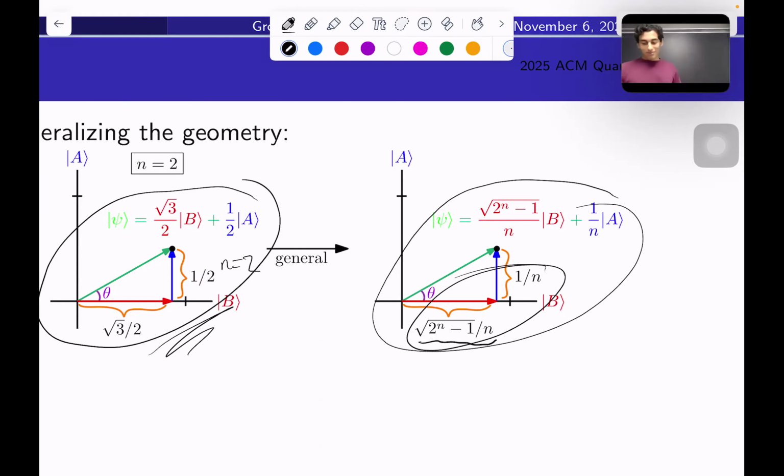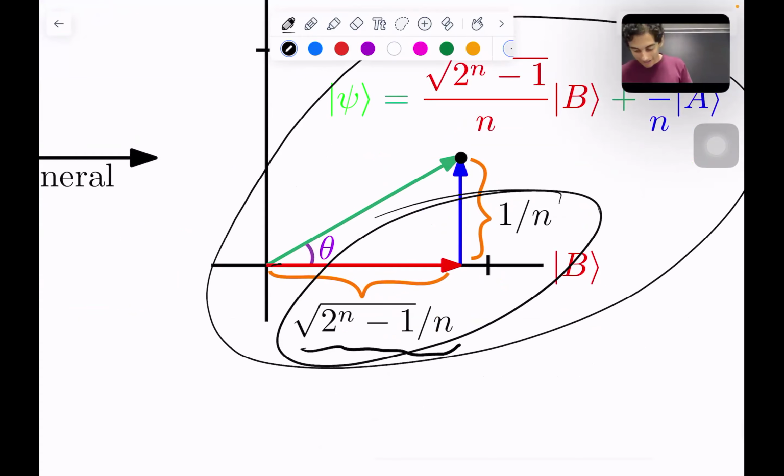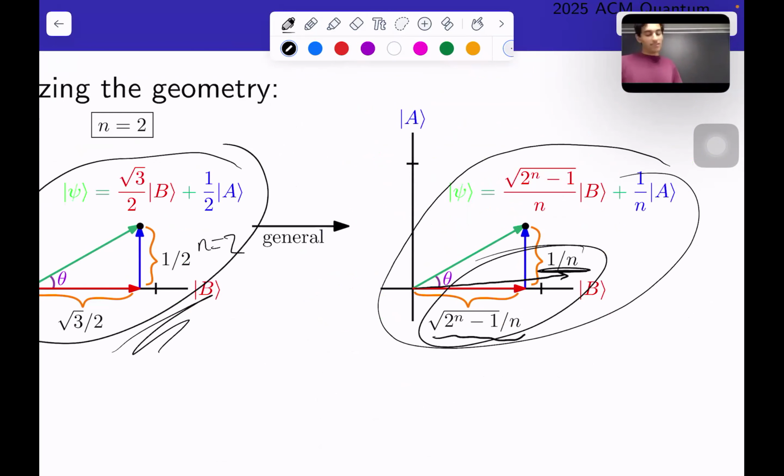So in reality, obviously the theta is not this large. If n is really huge, it's going to be almost parallel with the z-axis, right? As n increases, 1 over n decreases, so it's going to get very close to the b-axis. We just need to solve for the angle.